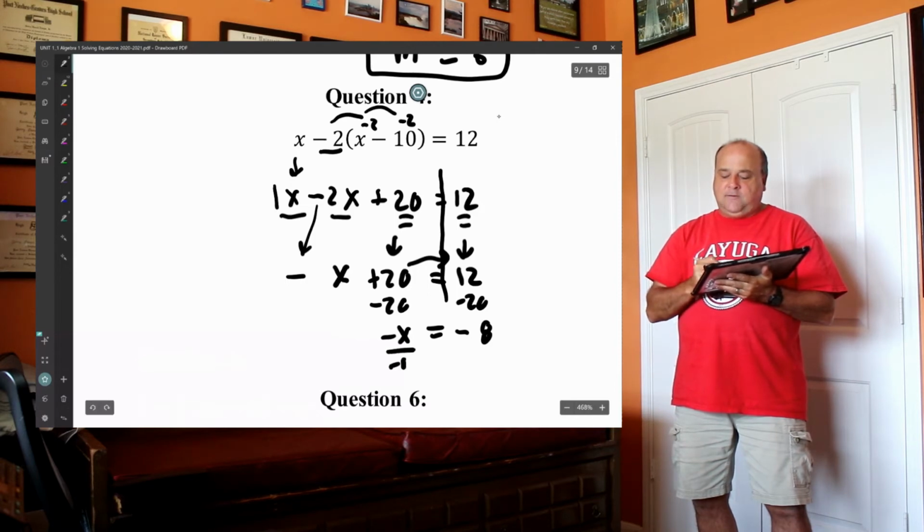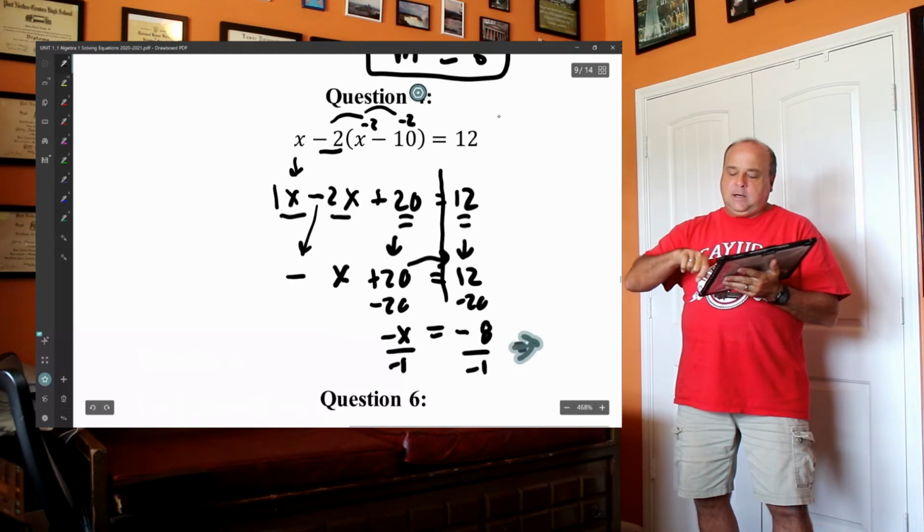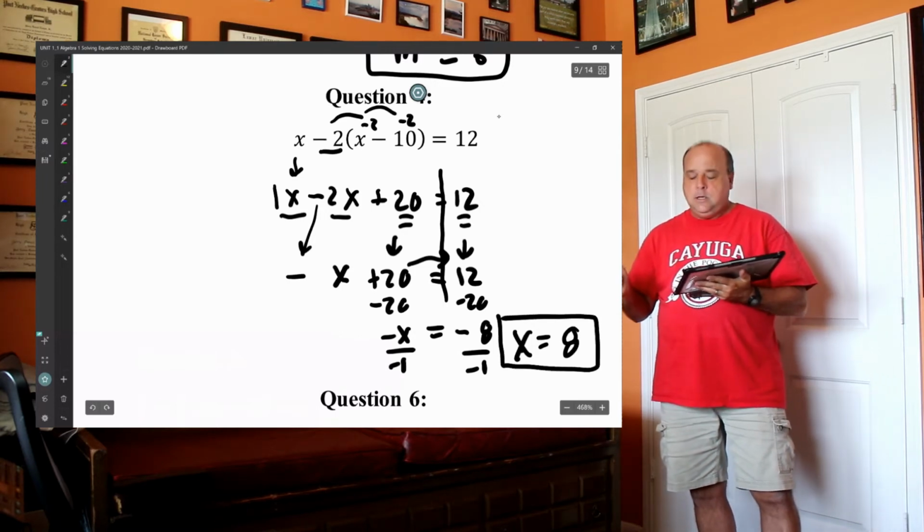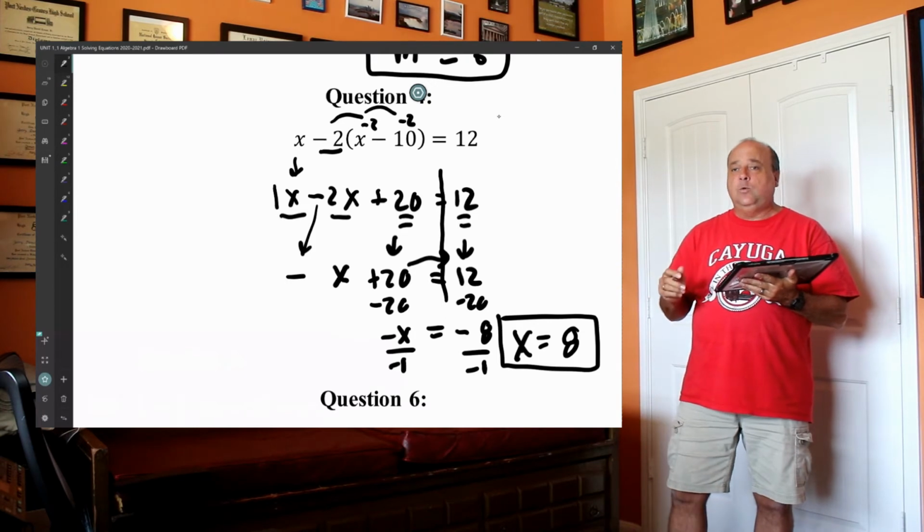Now then, we're going to divide by negative 1, and we're going to get an x equals, a negative divided by negative is a positive 8. So 2 negatives make a positive, don't they? So the answer on that one would be x equals 8.